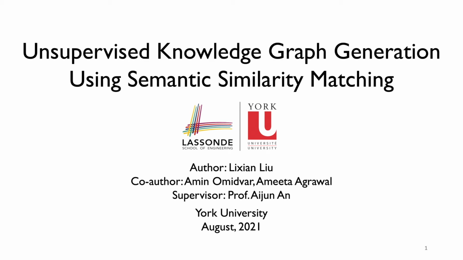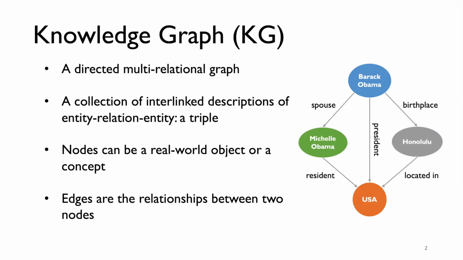Our project title is Unsupervised Knowledge Graph Generation using Semantic Similarity Matching. A knowledge graph is a directed multi-relational graph and a collection of interlinked descriptions of entity-relation-entity, with nodes representing a real-world object or a concept and edges representing the relationships between nodes.